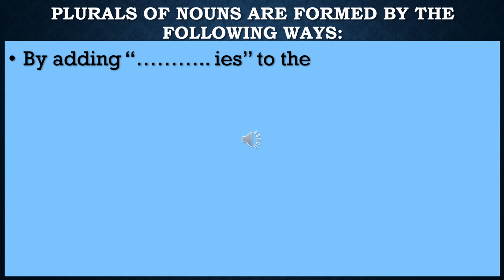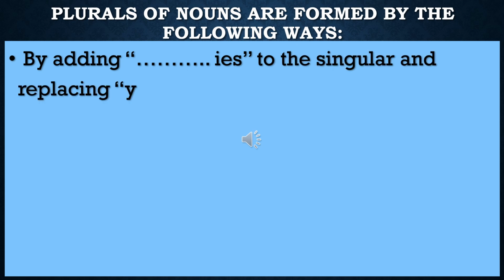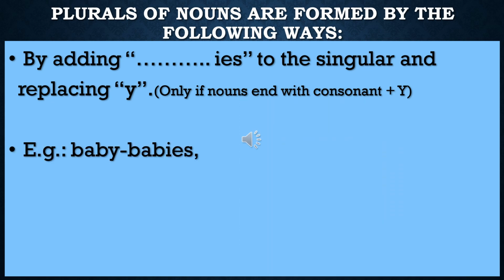Plurals of nouns are formed by adding ies to the singular and replacing y, only if nouns end with consonant plus y, which means if singular word has consonant before y, then while changing it to plural, we will remove y and write ies. Okay, see the examples: baby, babies; fairy, fairies.